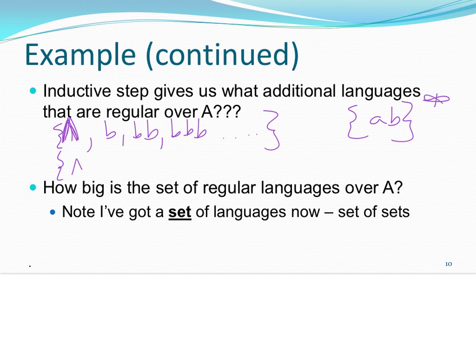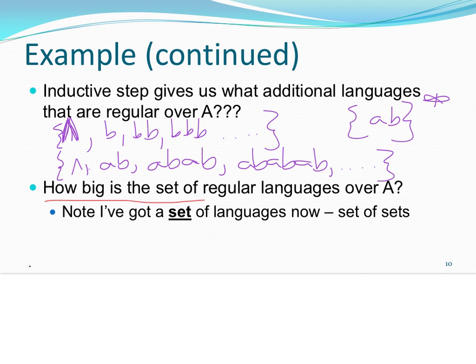That's the set that starts with lambda, and then we have AB, and then we have AB, AB, and then we have AB, AB, AB, and so on, right? So here I ask you a question.